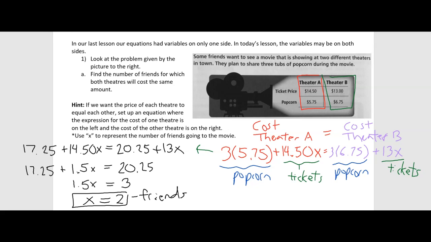So the problems in today's lesson are going to deal with us setting things equal to one another. So we're going to have 2 expressions, in this case, theater A equaling theater B. We're going to come up with expressions for both of those things and then just set them equal to one another. So let's try one more.